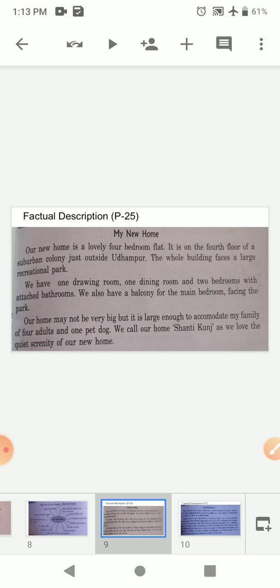The whole building faces a large recreational park. We have one drawing room, one dining room, and 2 bedrooms with attached bathrooms. We also have a balcony for the main bedroom facing the park. Our home may not be very big, but it's large enough to accommodate my family of 4 adults and one pet dog. We call our home Shanti Kunj as we love the quiet serenity of our new home.